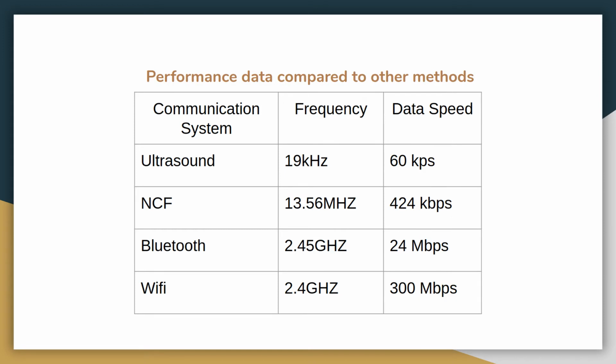The table shown here compares 4 different types of communication systems with their frequency and data speed. Ultrasound has the lowest frequency for transmitting data and the slowest transfer rate. Wi-Fi and Bluetooth have significantly higher frequencies and significantly higher data speeds. Even though ultrasound has very slow data speeds, depending upon the environment, this could be a beneficial way to transmit data.